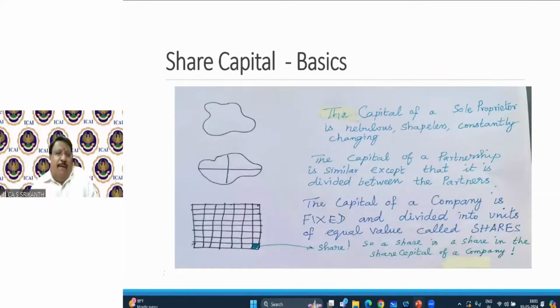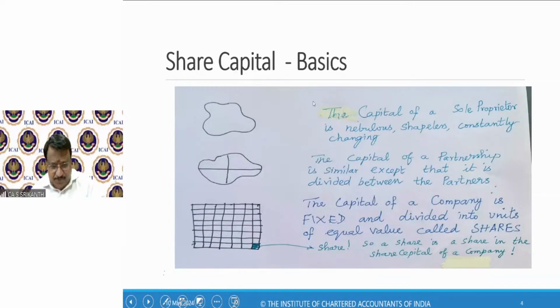This is a conceptual chart. As I told you the other day, when I was talking about shares in preliminary, we said the capital of a sole proprietor is nebulous. It has no shape. It keeps changing as and when profit is added and drawings are made. Even the capital can become negative. Why? Because this is very important for you to understand: the capital of a sole proprietor is not indicative of his solvency.